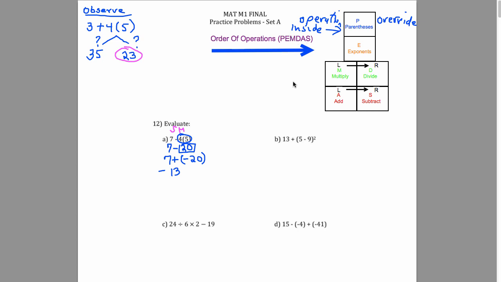In problem 12b, we see we have addition, and we have an operation inside parentheses here. So this time we do have a P, and the operation is subtraction within that parentheses. And then finally at the end here we have an E, an exponent. So the order of operations demands we do parentheses first. So I'll just copy the 13 plus, and as we saw in A, we're going to treat subtraction as an addition problem. So it'll be 5 plus a negative 9.